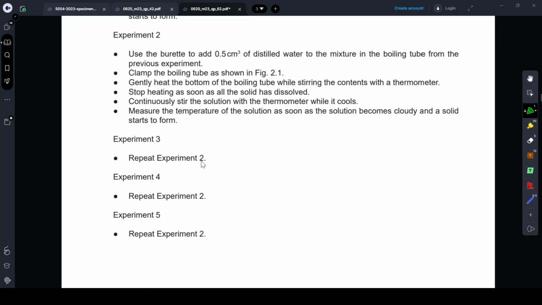Experiment 3, repeat experiment 2, right? So you're going to add another half centimeter cube. Right, so over here we are at 8.5. All right, make notes on your paper. This is 8.5 centimeter cubes in total. Now you're at 9 centimeter cube in total. Another 0.5 over here. So now you're at 9.5 centimeter cube. And another 0.5 over here. Right, and so now you're at a total of 10 centimeter cube.